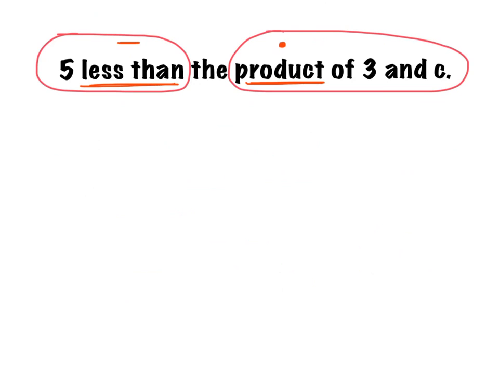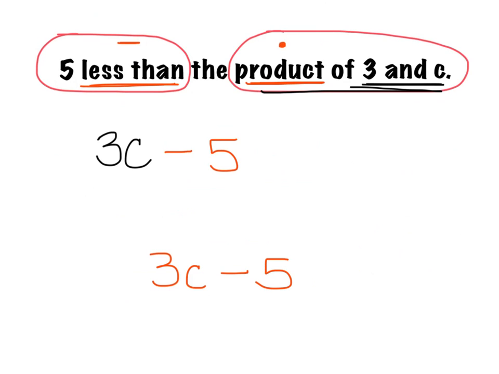So I have two things. Now I have to decide, what do I start with? So think, order of operations. Do you subtract first or times first? I know I'm going to multiply first. So product means you multiply. You're multiplying 3 and C. So I'm going to write 3 times C, which I can write just like that, 3C. And then it says 5 less than that. So I'm going to subtract 5 less than that. So my expression is 3C minus 5.